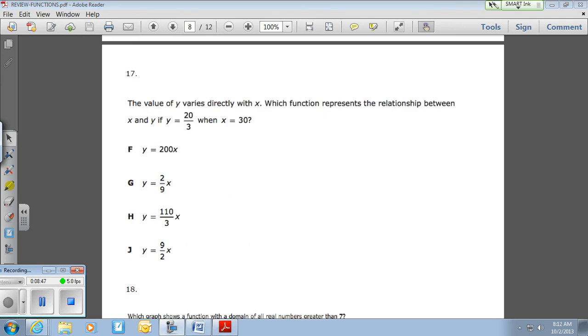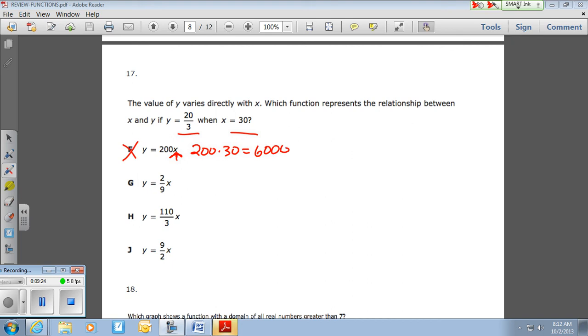All right, number 17 is just a bunch of plugging in. The value of y varies directly with x. That means y depends on x. Which function represents the relationship between x and y if y is equal to 20/3 and x is 30? So we're just going to plug in for each of these answer choices to see what will work when y is 20/3 and x is 30. So if I plug in 30 for x on this one, what does y have to be? Well, it would seem that y would have to be 6,000. So that's not the answer.